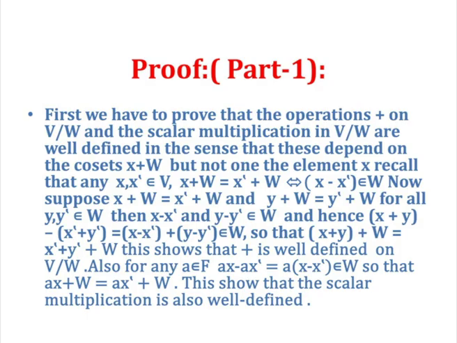What is V/W? It is a quotient space. Also, for any a belonging to F, where F is a field, ax minus ax' can be written, taking a common, as a(x minus x'), which belongs to W. So ax + W equals ax' + W. This shows that scalar multiplication is also well defined.